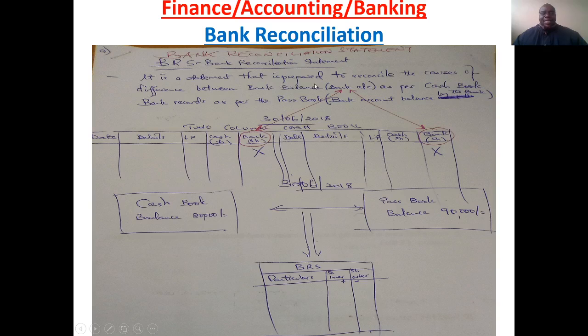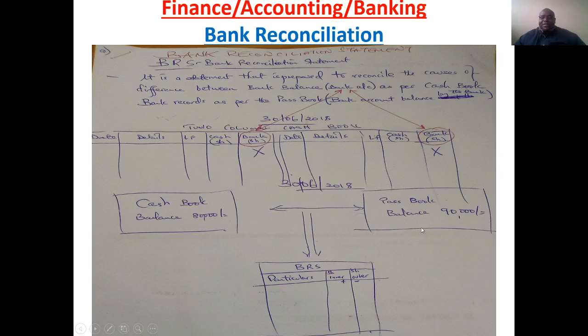This is a statement that is prepared to reconcile the causes of differences between the bank balance as per the cash book, this bank column, the balance that you obtain here, and the bank records as per the passbook. That is, according to the bank, the money that is in our account. So, let's say on 30th June 2018, our cash book bank column may read a balance of 80,000 at the end of June.